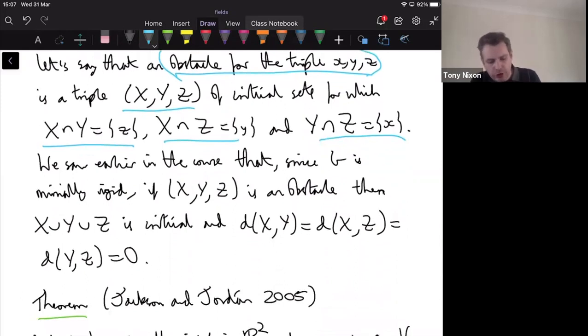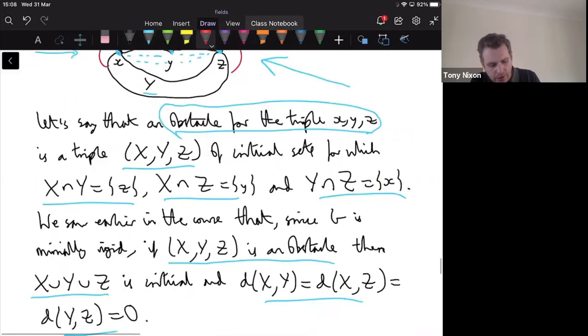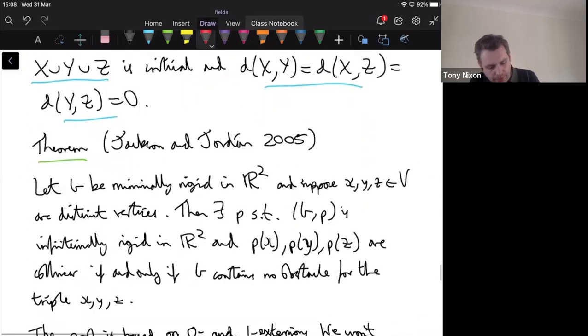So we already talked about such critical sets before, and we saw earlier in the course that if you have an obstacle x, y, z like this, then the union is critical and there are no edges between them. So in this picture, there were no edges like this, this, or this. Okay, so here's the theorem.